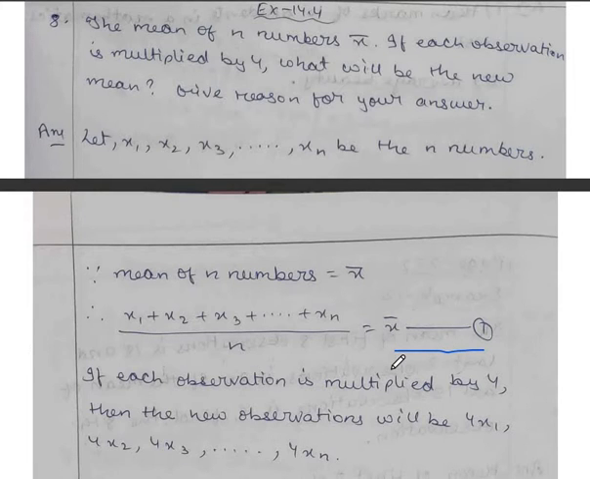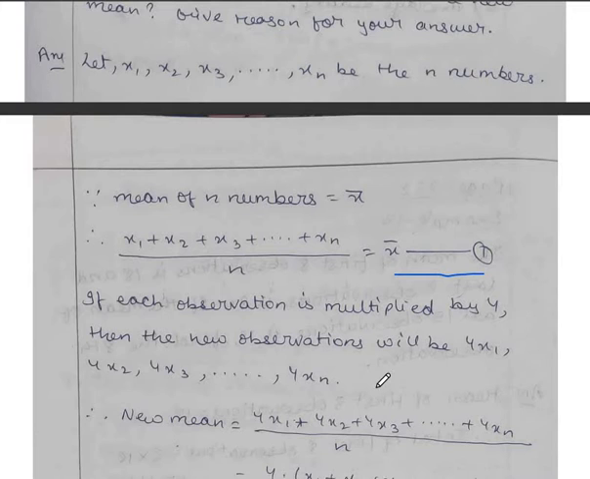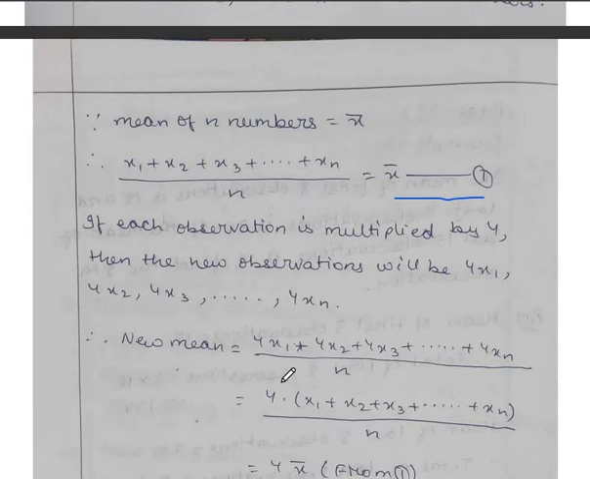If each observation is multiplied by 4, then the new observations will be first observation multiplied by 4, so it will be 4x1, 4x2, 4x3 up to 4xn. This will be your new observations. Let us calculate the new mean now. Sum of all the observations divided by number of observations. So 4x1 plus 4x2 plus 4x3 plus up to 4xn divided by number of observations n, because there are n numbers.